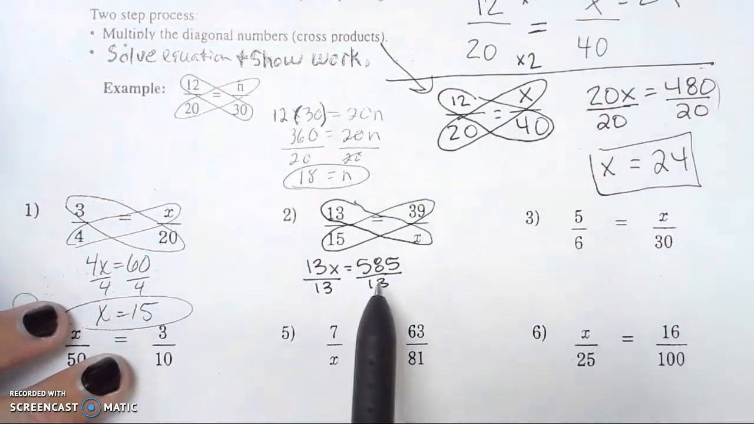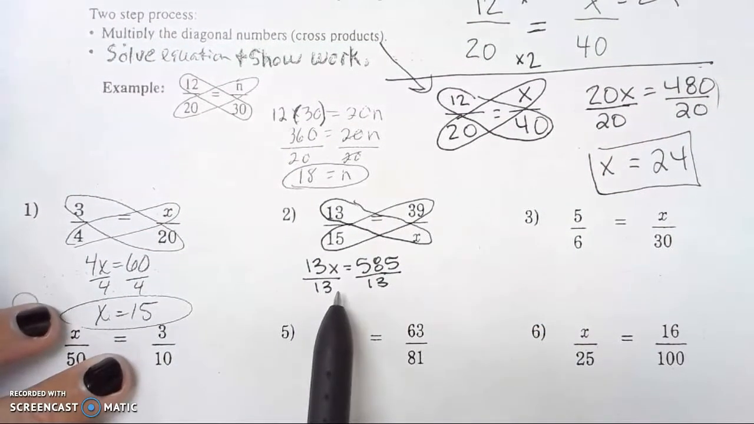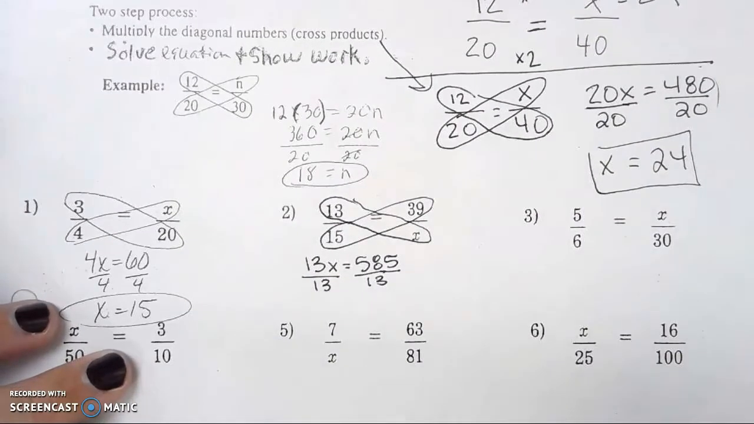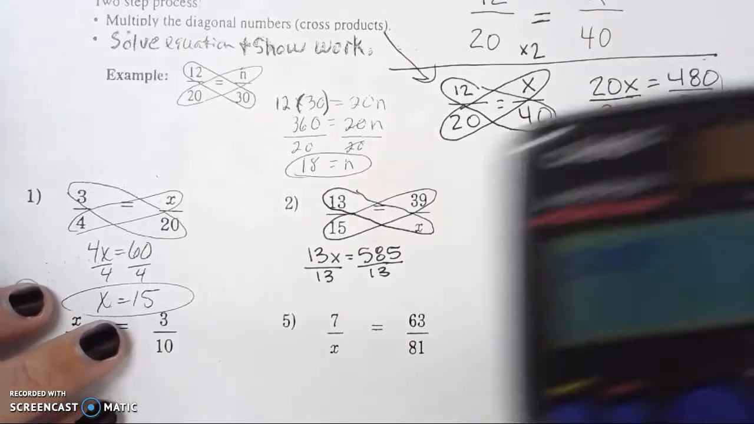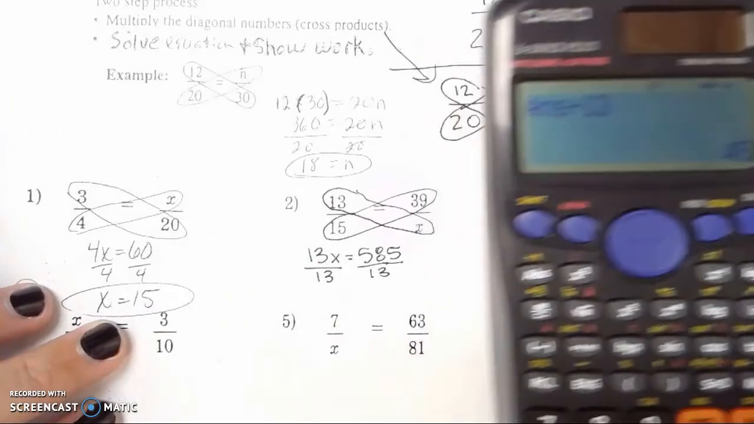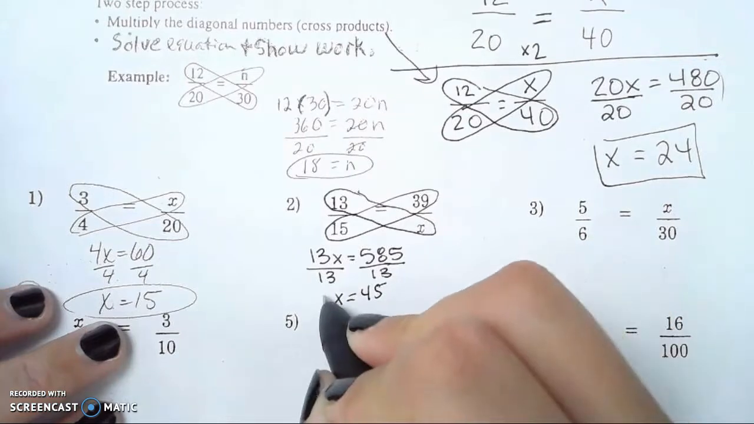And yes, you guys have to show all of this work. We are doing one-step equations in January, and this is the proper algebraic steps to show that you are dividing on both sides. So please take your notes exactly like I am. So if we were to take 585 divided by the 13, we get 45. So x equals 45.